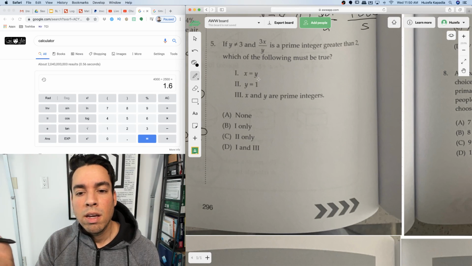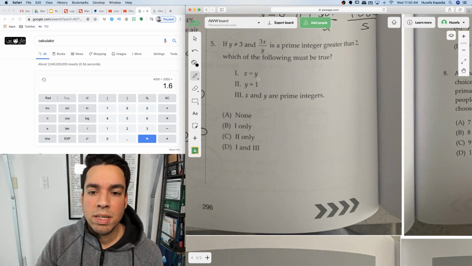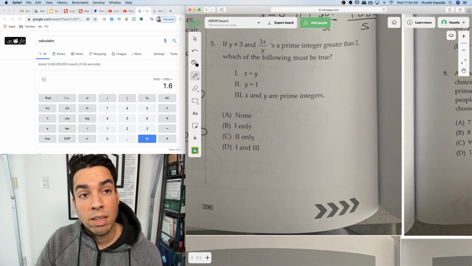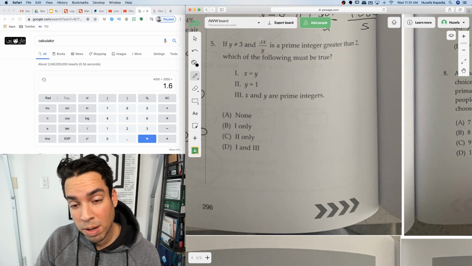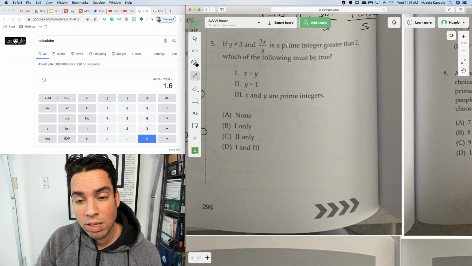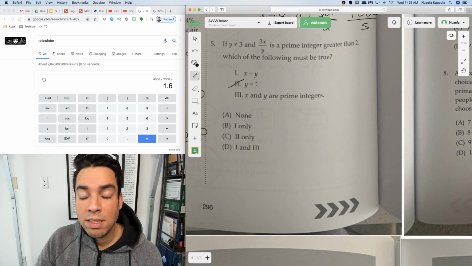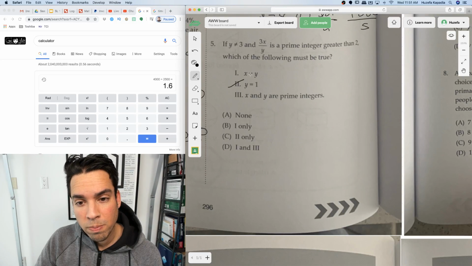If y equals 1, that doesn't make any sense, because if x was like 3, this clearly would not be, you know what I'm saying? This clearly would not be a prime number, because by definition, you can't have a multiple, like 3 times something, be a prime. I'm feeling like that doesn't make any sense. This definitely doesn't have to be true, and probably shouldn't be true.